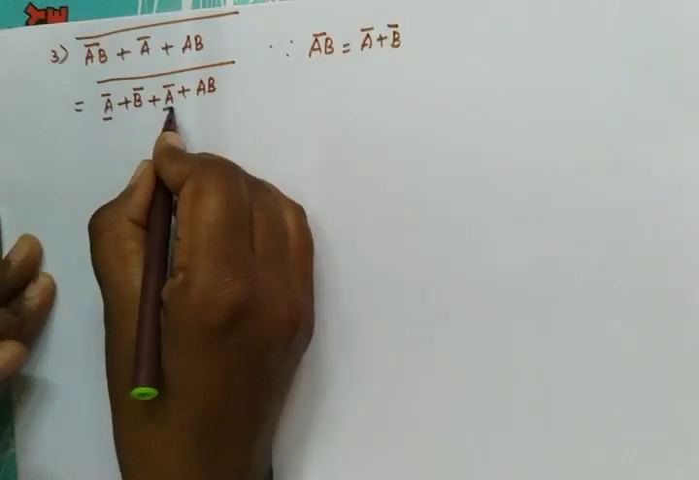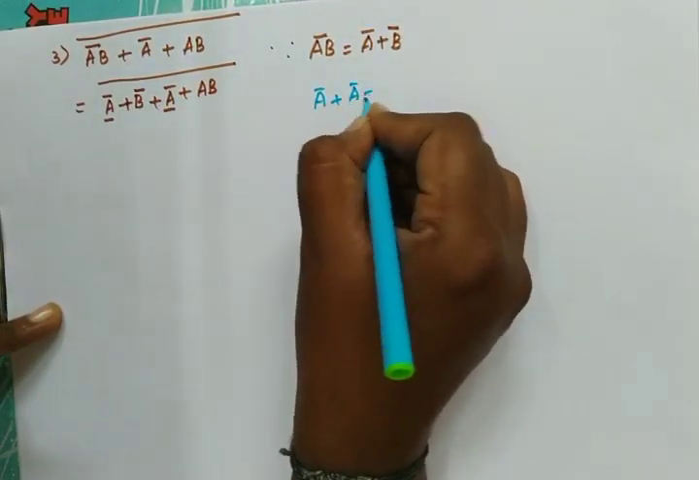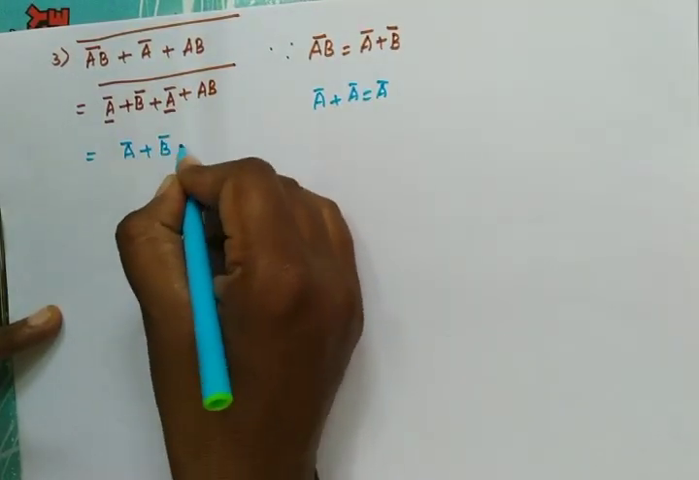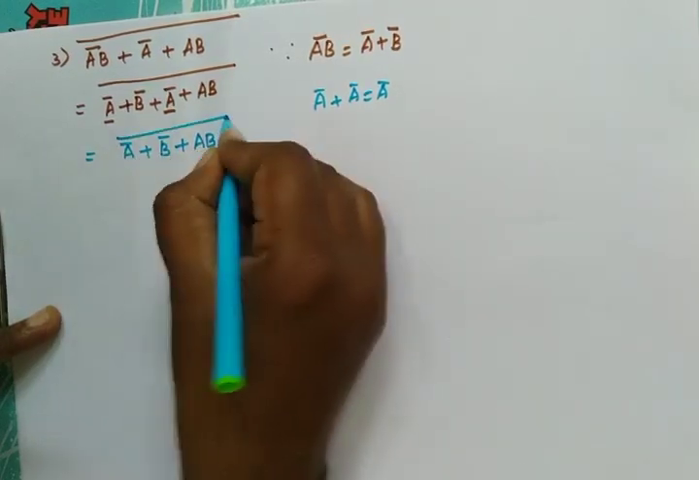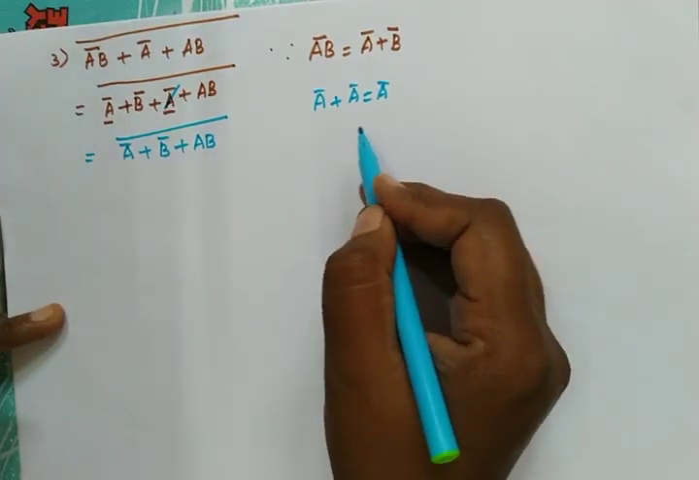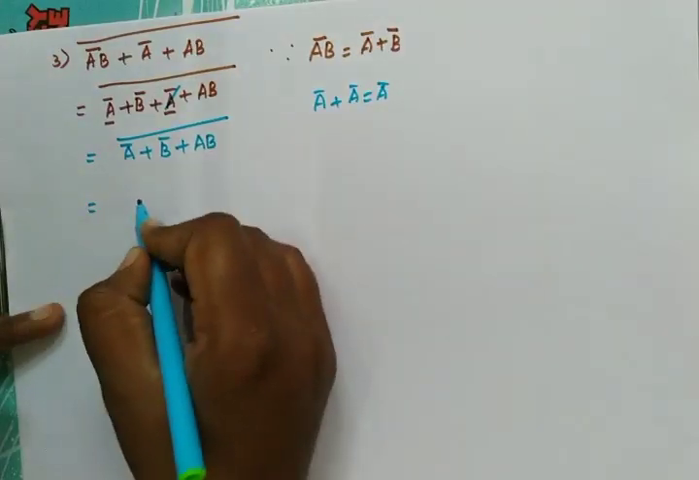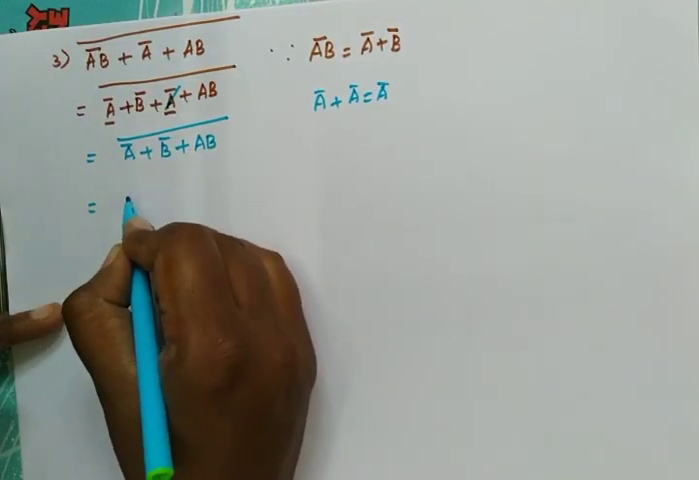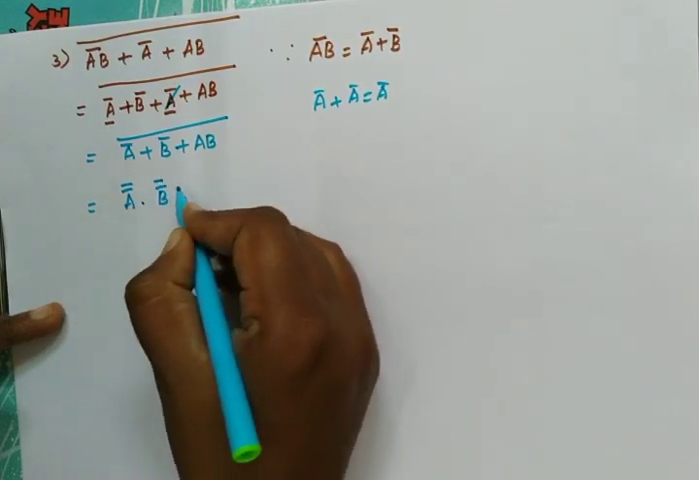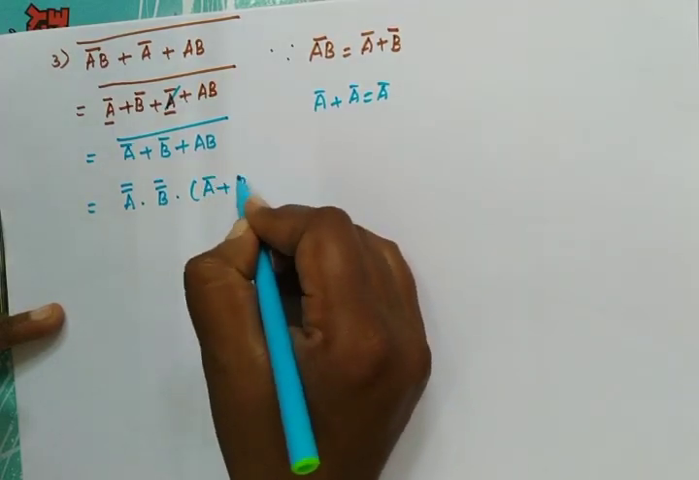Now we have 2 A bar, isn't it? So if we have 2 A bar, that is A bar plus A bar will become A bar. Now we can write this as A bar plus B bar plus AB the whole bar. So one term gets cancelled. That is, as per rules, A bar plus A bar will become A bar. Now we are going to split this expression, that is A double bar into B double bar into A bar plus B bar.